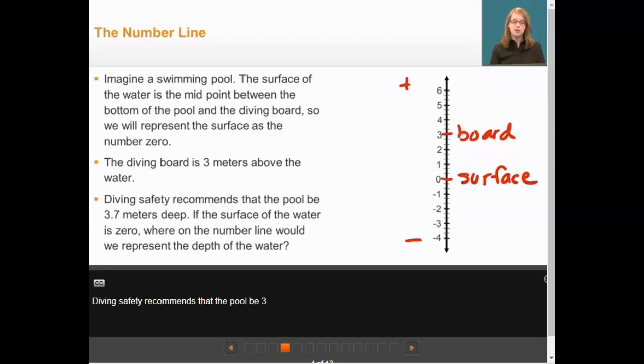Diving safety recommends that the pool be 3 7/10 meters deep. If the surface of the water is 0, where on the number line would we represent the depth of the water? 3 7/10 is between 3 and 4. But we're looking at below the surface of the water. So we are looking at between negative 3 and negative 4, but a little bit closer to negative 4. We can represent the depth of the water here.